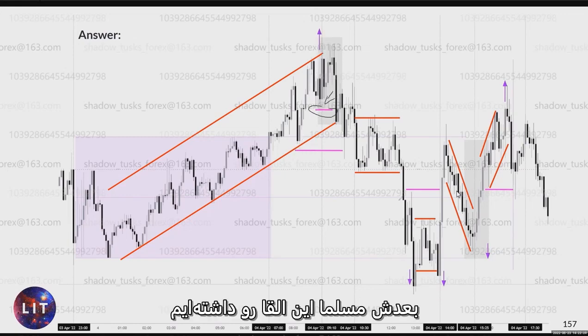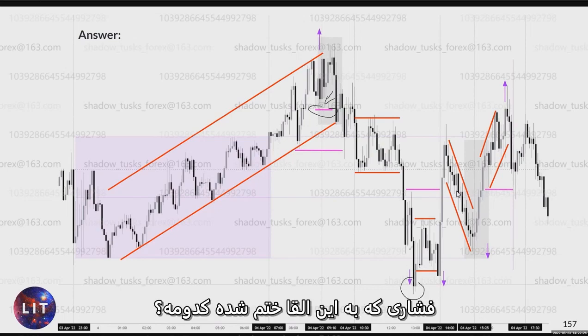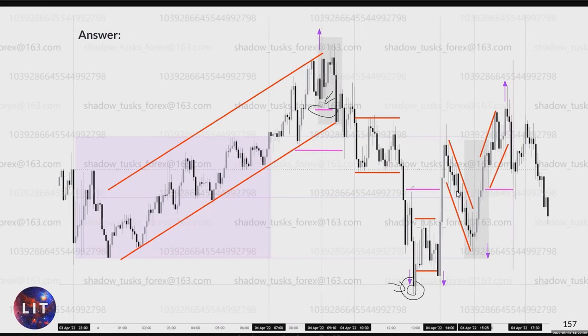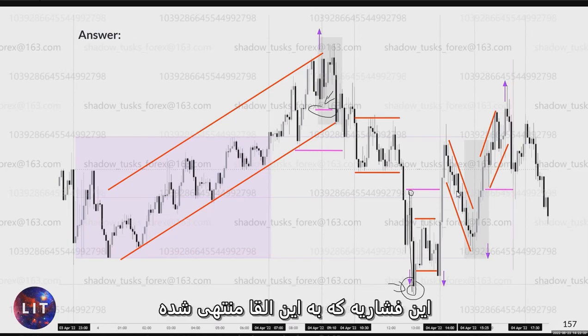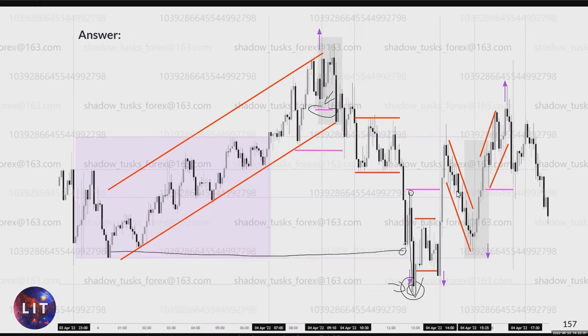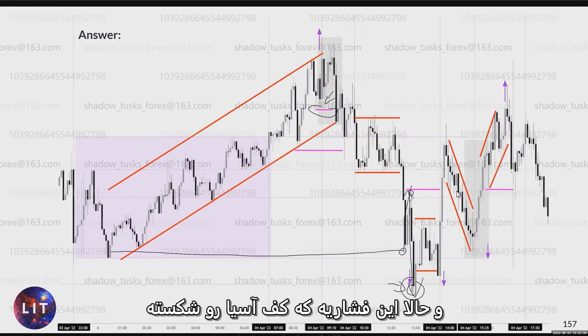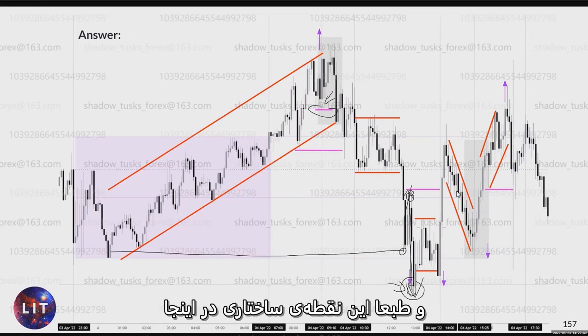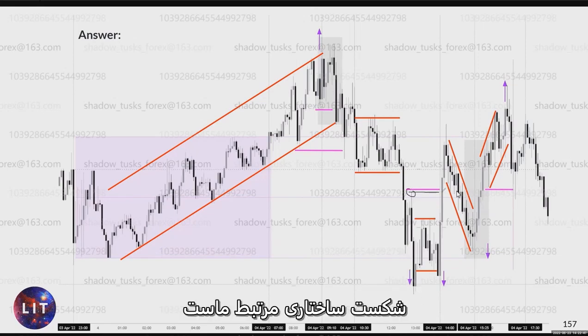Okay, then of course we had this inducement. What's the push that led to this inducement? Right here. That's the push that led to it. So again, they're faking the double bottom with this fake pullback, and that's the push now. Whoop, that took out Asia low, and of course this push, the structure point in here, is our relevant break of structure.